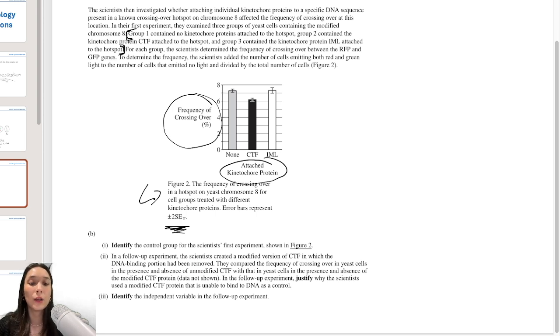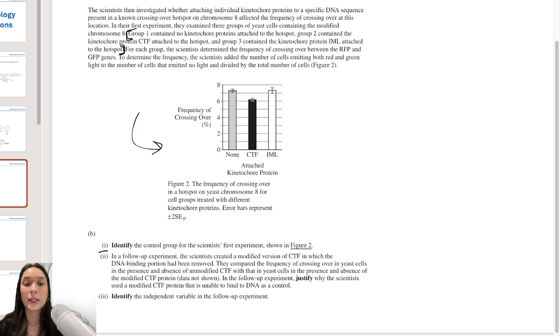Okay, so let's go into this. B part 1 is very straightforward. It says identify the control group for the scientists' first experiments shown in figure 2. So they're asking what is the control group for this. So this is a very straightforward question. You guys should remember that control groups are what you're comparing it to. Now in this experiment, you're trying to see the effect of having different kinetochore proteins attached to that hotspot. So your control group, what you're comparing it to, is going to be the one that has no kinetochore proteins.